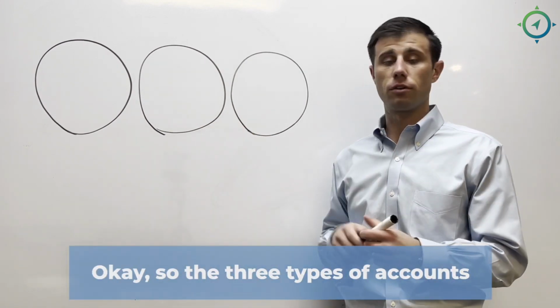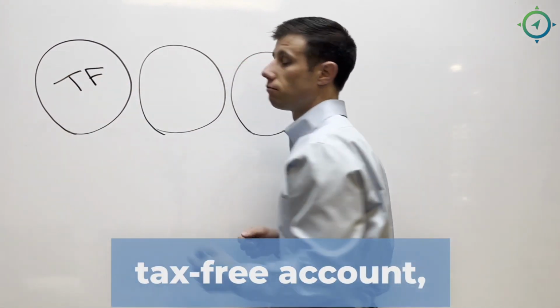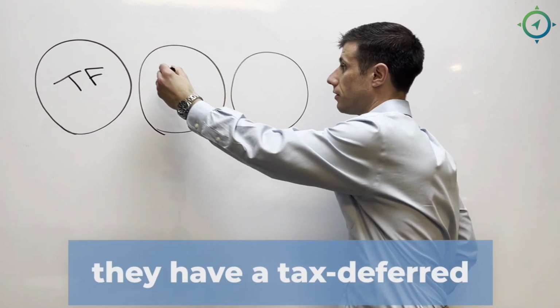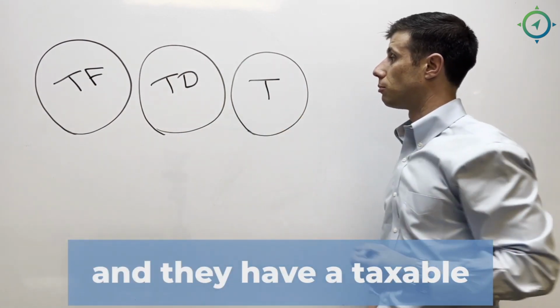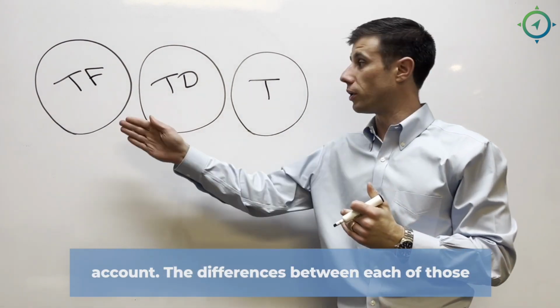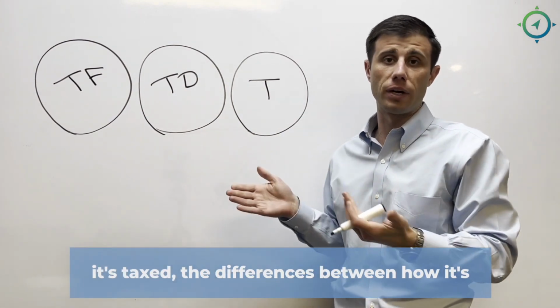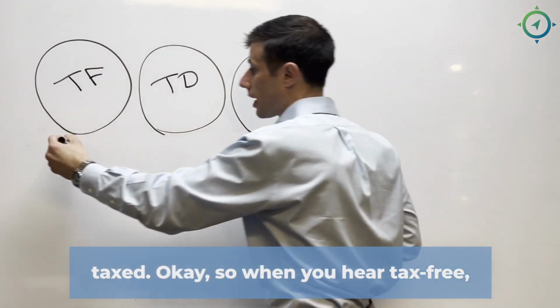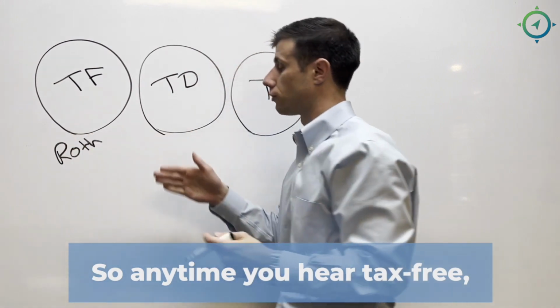Okay, so the three types of accounts most people have: they have a tax-free account, they have a tax-deferred account, and they have a taxable account. The differences between each of those is exactly how it's taxed. Okay, so when you hear tax-free, think Roth. So anytime you hear tax-free, think Roth IRA.